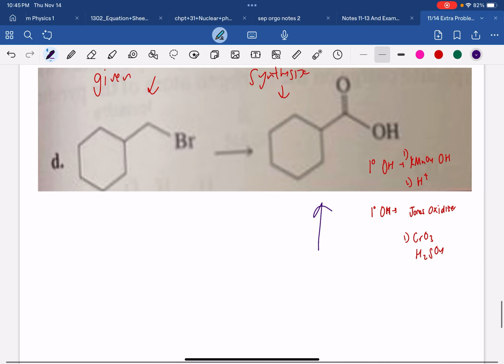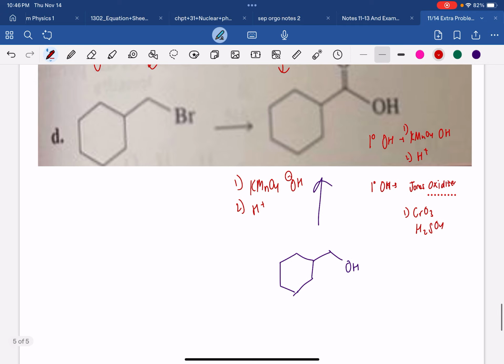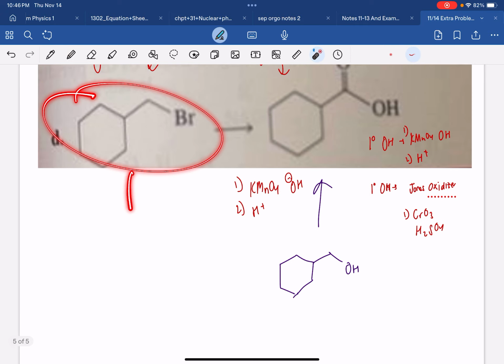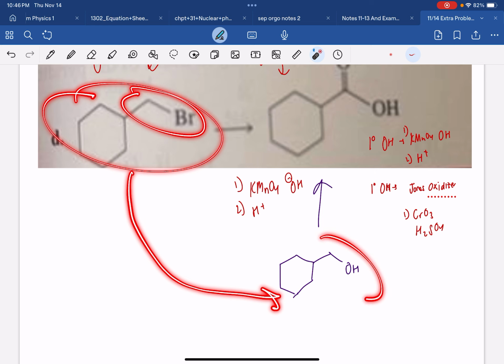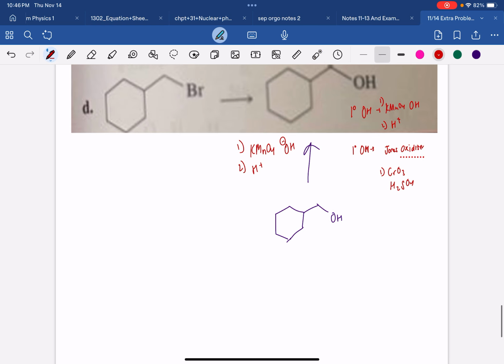So let's just work back to a primary alcohol. Primary alcohols look like this. And then we know if we hit this with KMnO4, and make sure you write this out stepwise, OH minus, and second step, H plus, that'll make the carboxylic acid. And then just look at this and ask yourself, how do I get from there to there? The difference you'll see is, this is a bromine, this is an alcohol. So what are some ways we can swap bromines for alcohols?